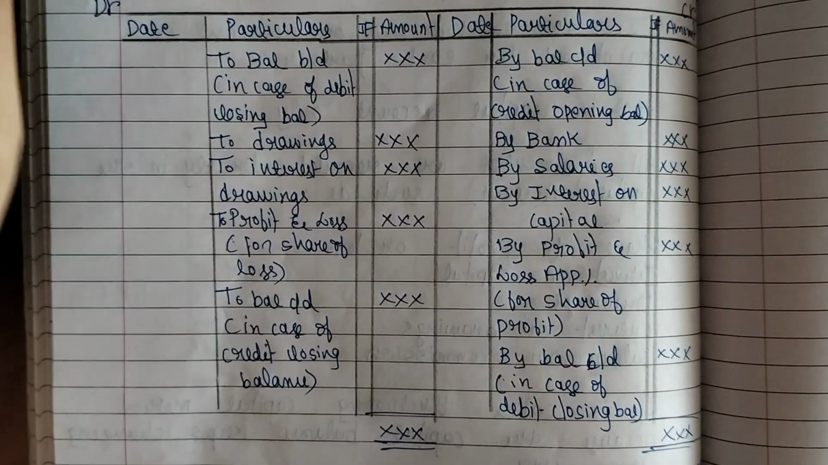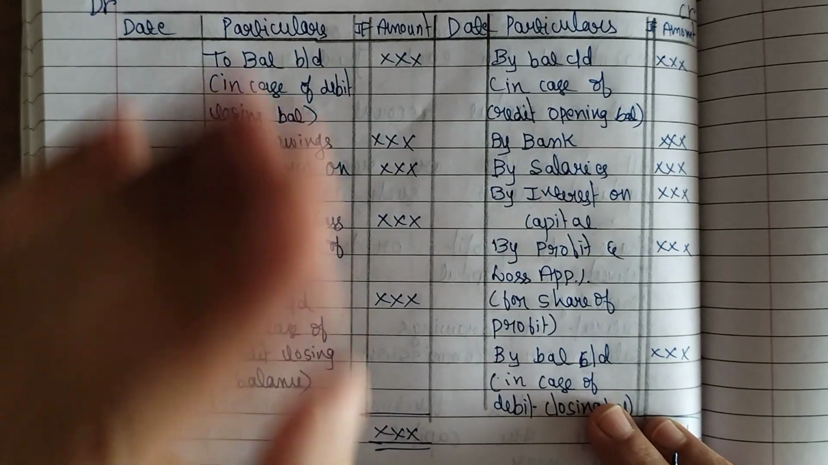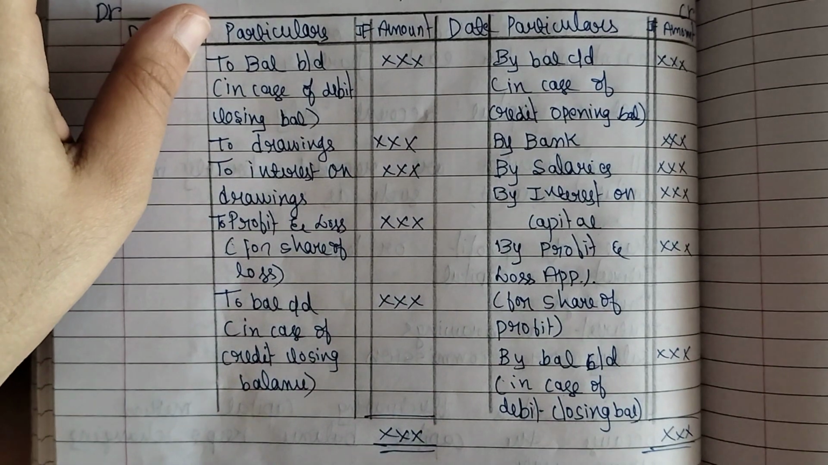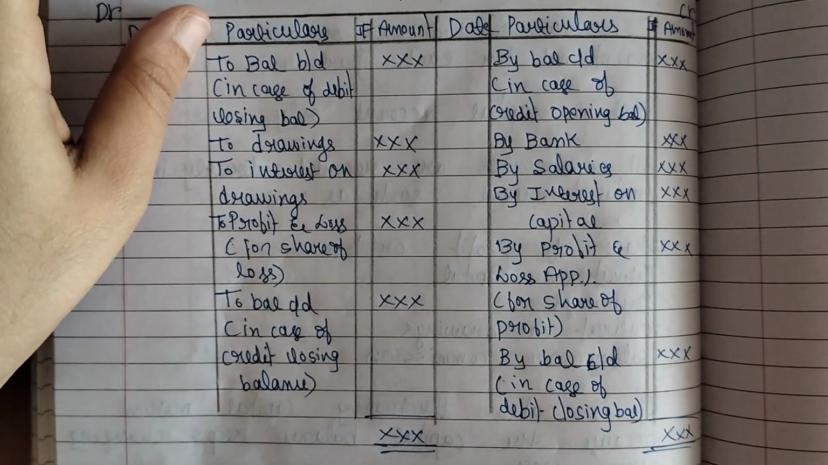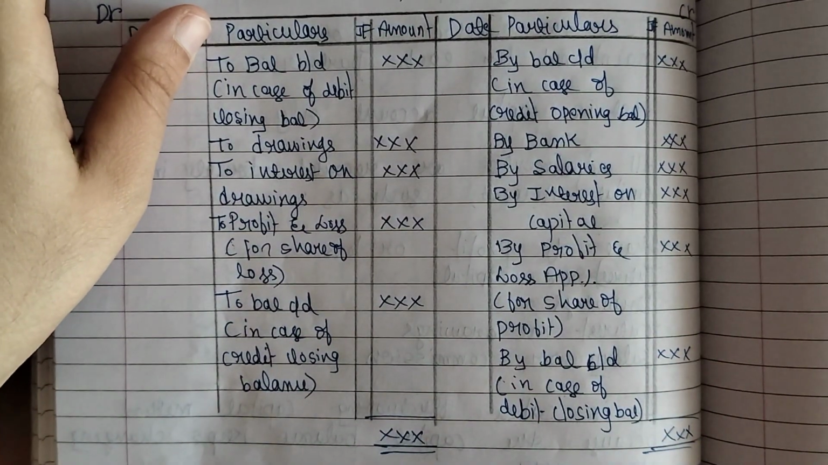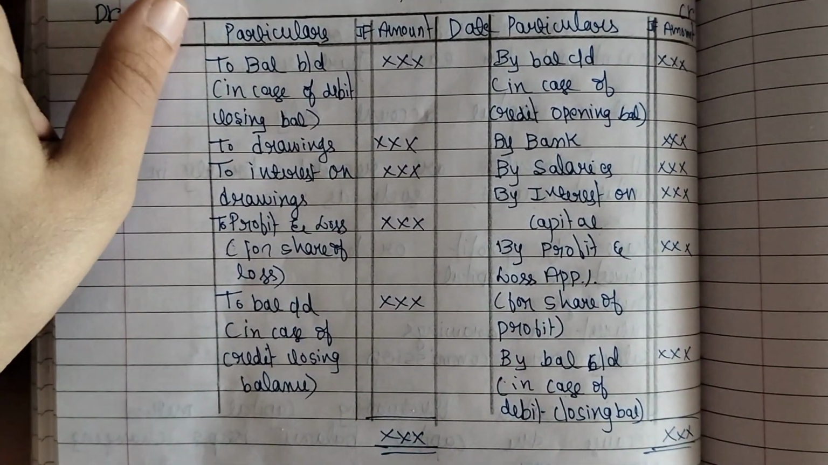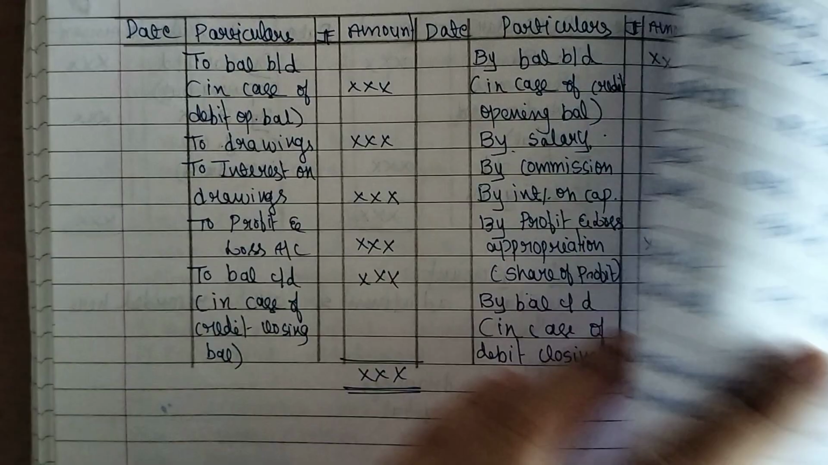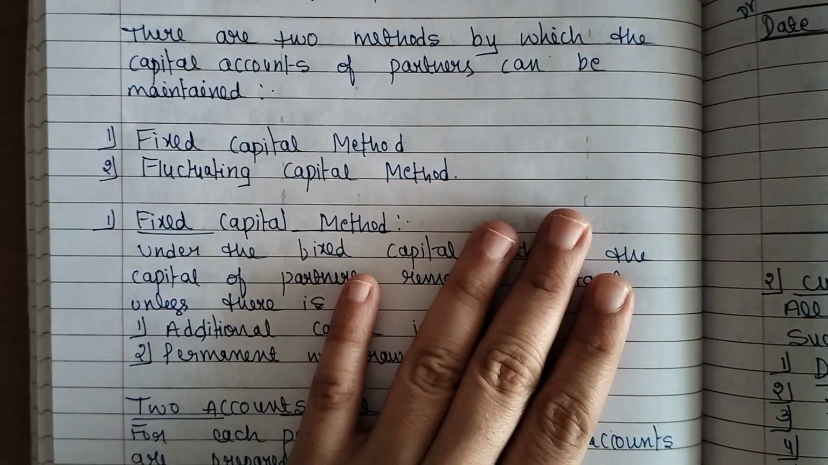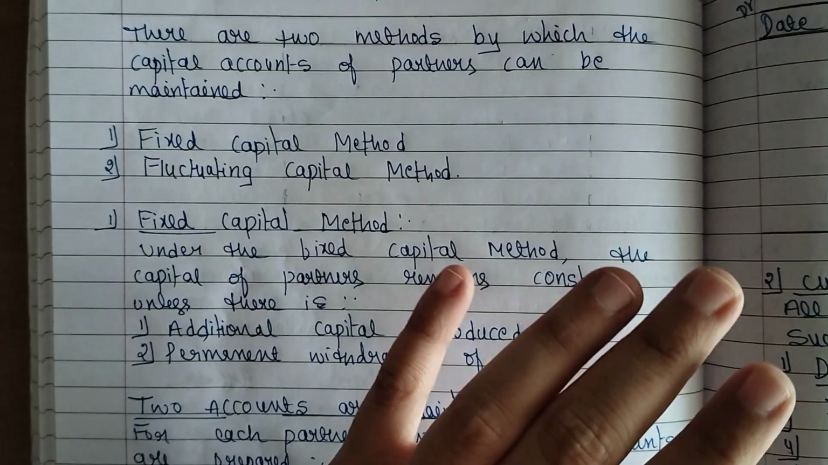In fixed capital method, two accounts are maintained. In the partner's capital account, only opening capital, additional capital and permanent withdrawal of capital are recorded, and the remaining adjustments are recorded in the current account. But in fluctuating capital method, we maintain only one account, that is the partner's capital account. In that only, we will record all the adjustments. Clear? So I hope these two methods are clear to you all, that is fixed capital method and fluctuating capital method.